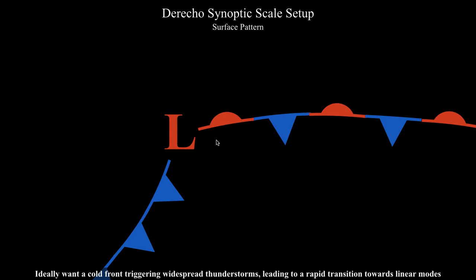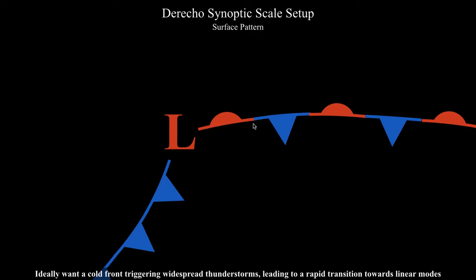And ideally, what you want is a nice cold front, which typically results in stronger upward motions. The reason why you want strong upward motions is because you want a rapid transition towards linear modes if you want a fast-moving line of storms moving across a region, leaving wind damage in its wake. So to get a fast-moving line of storms, you need storms to become linear to begin with, and that's why a cold front is typically ideal because it will result in lots of thunderstorms going up, which all merge into a large squall line or into a large line.